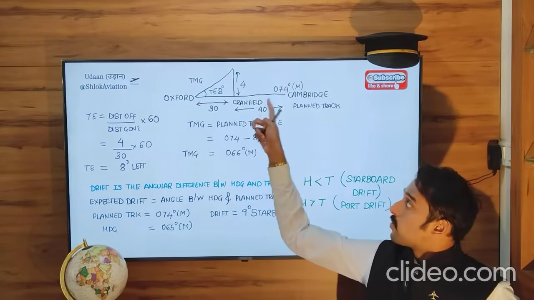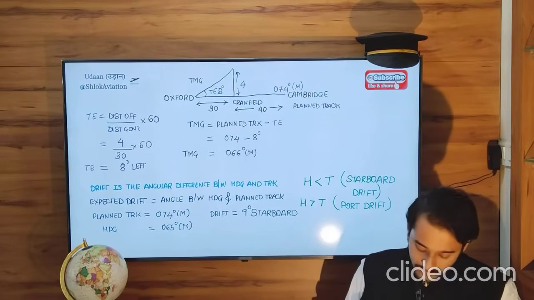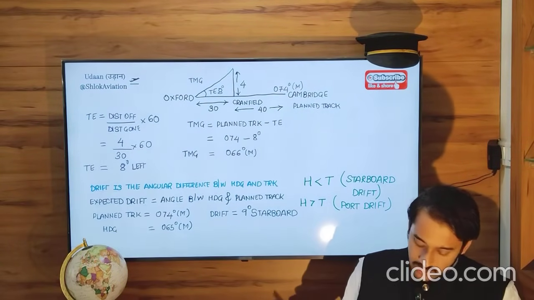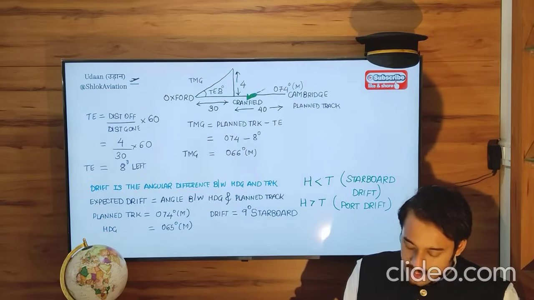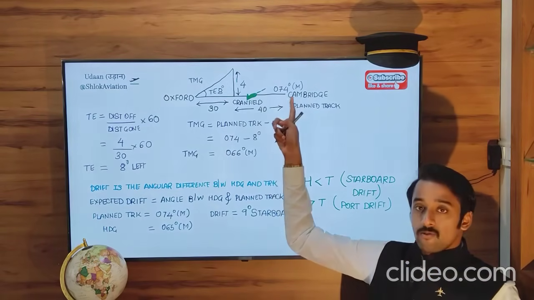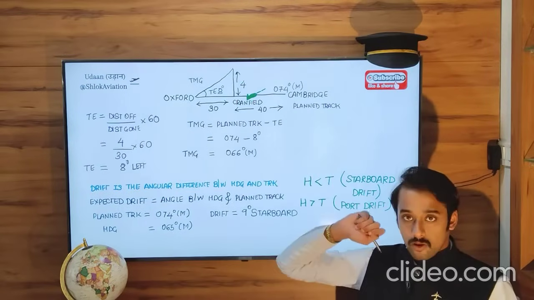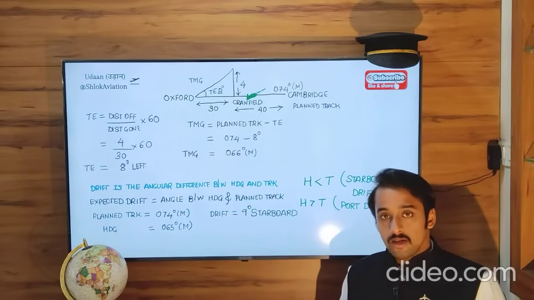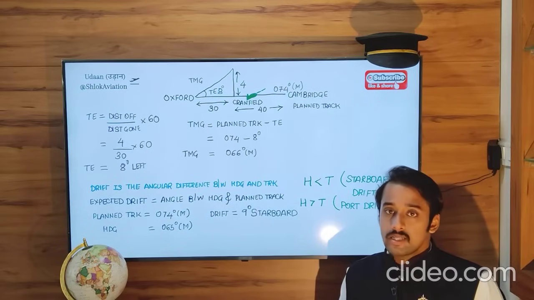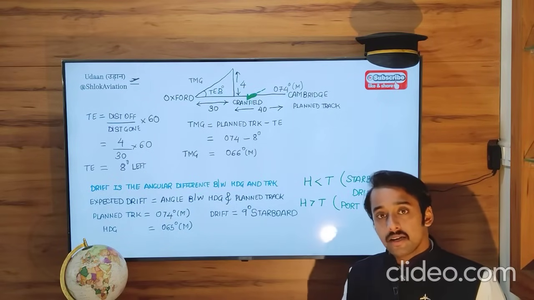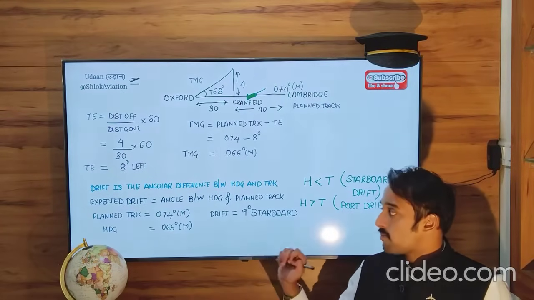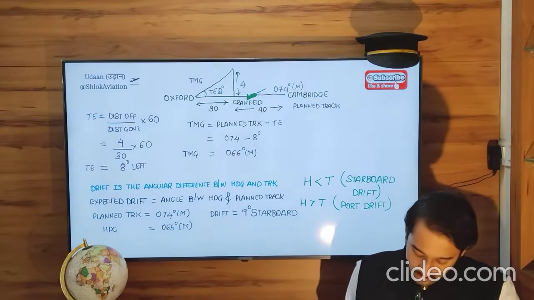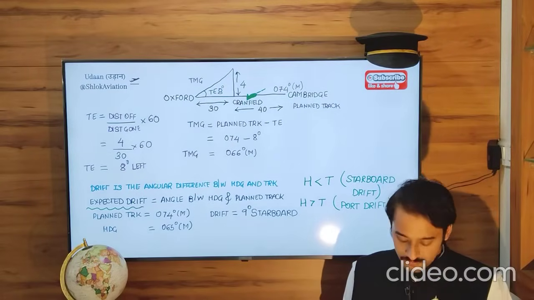Track is 074, but heading is somewhat in this direction. It is not 074, but it is 065. A little bit less than 074, and that is to cater for the winds that are coming from the left hand side and drifting you to the right hand side along with them. So that's why 9 degree starboard drift. This is your expected drift.